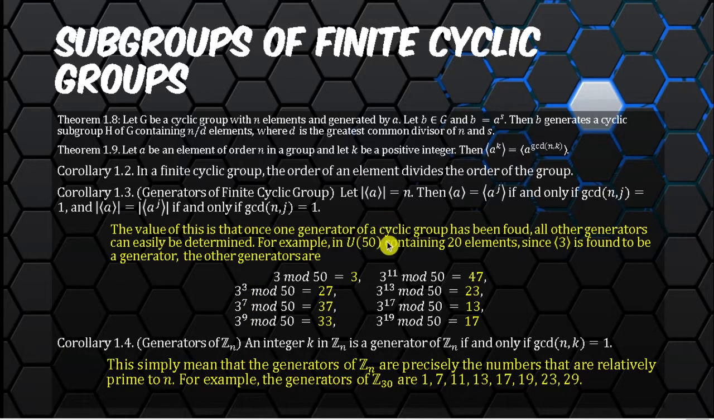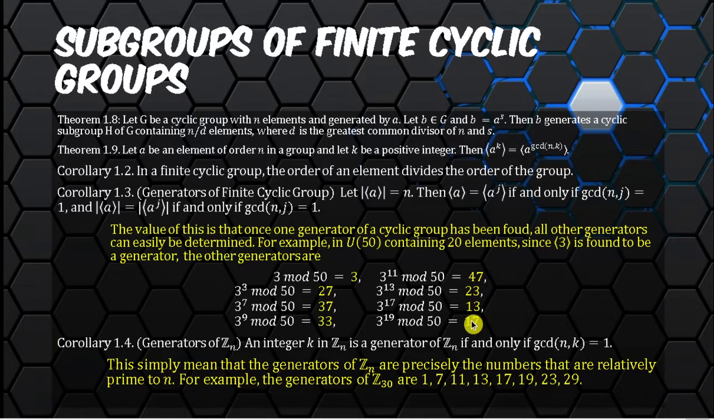So, what are the values of J here? 3, 7, 9, 11, 13, 17, 19. Siyempre, 20 ang basehan natin kaya hindi pwedeng lumagpas or equal to 20. So, we stopped at 19. So, the generators are now 3, 27, 37, 33, 47, 23, 13, 17.